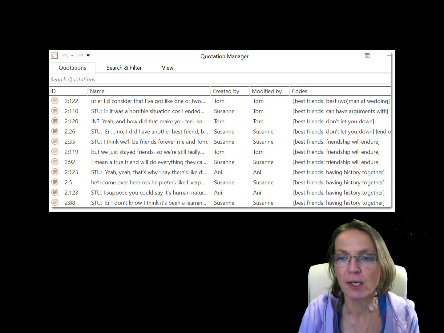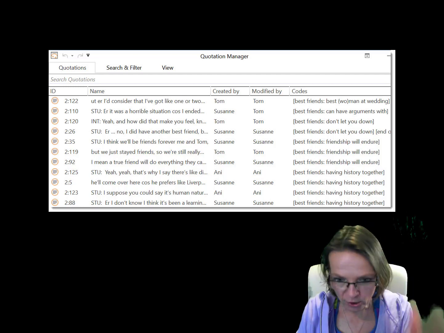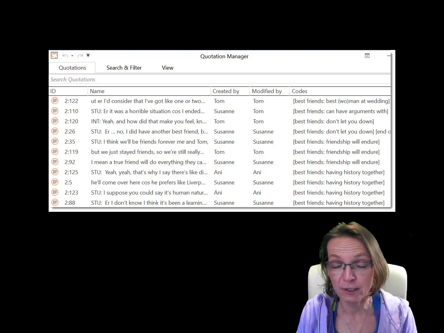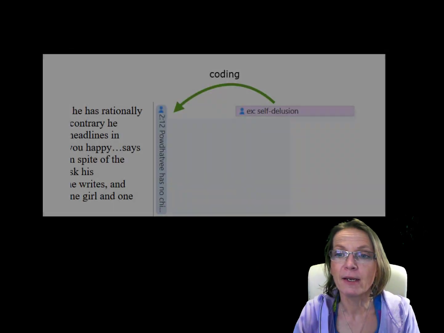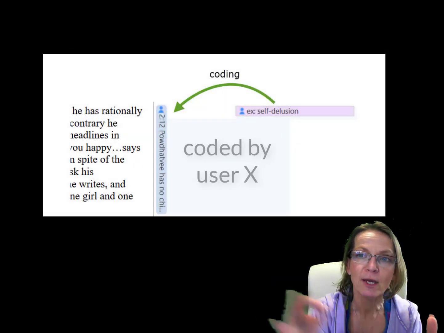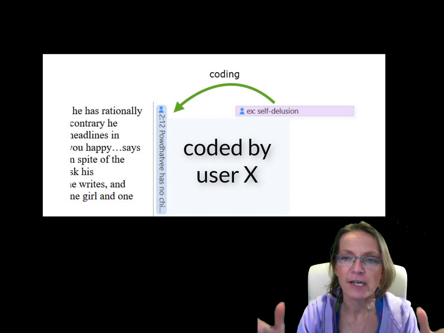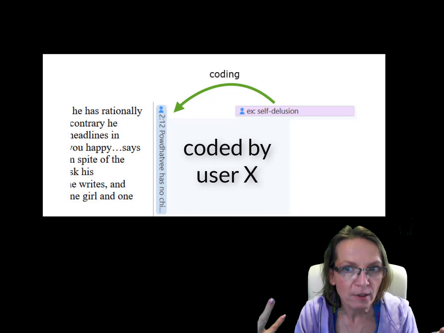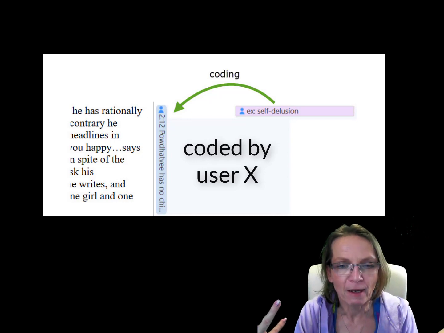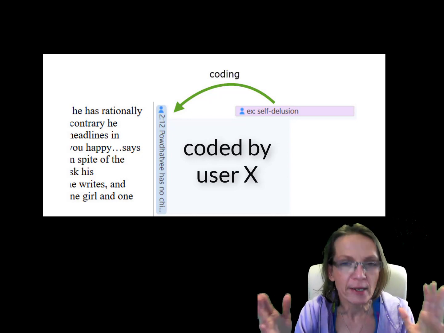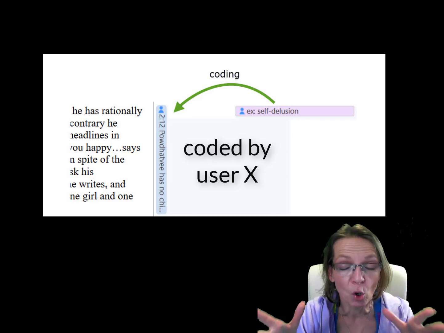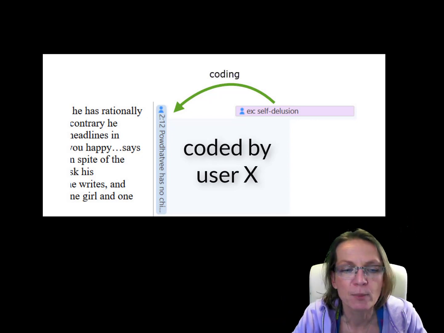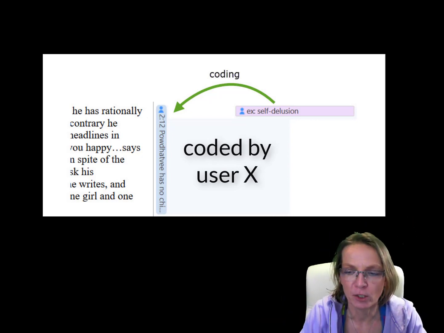So we have to distinguish between the quotations, which are whatever is highlighted in your data, the codes, and then the process of applying the code. That is the coding that has been done, and that's actually what you want to compare. If you go into intercoder agreement, that's exactly what's compared. It's the coding. That's what you can spot here in the margin area.